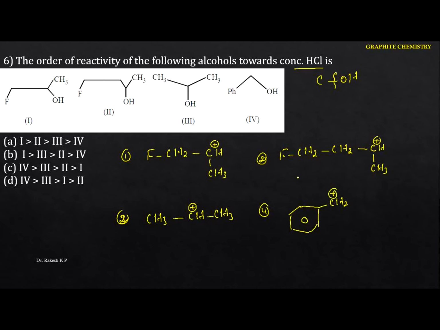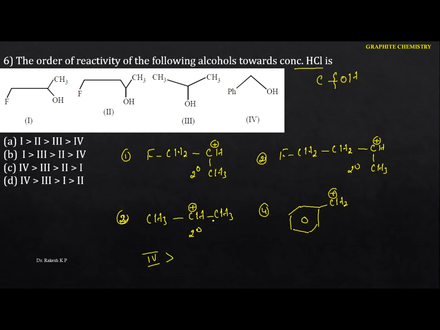Now you have to identify the stability of the carbocation. We know that the benzyl carbocation is more stable than the allylic, which is more stable than the tertiary, secondary, and primary. Just identify: this is secondary, this is also secondary, and this is also secondary. But this is the benzyl. Hence we come to know that the more reactive one is the fourth one, because it is a benzyl carbocation and more stable.